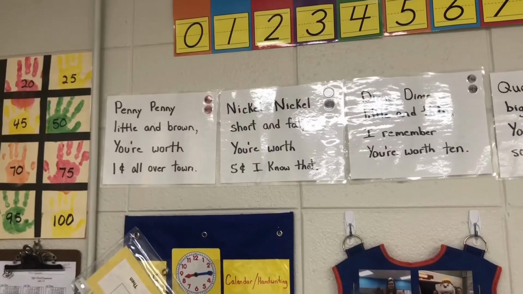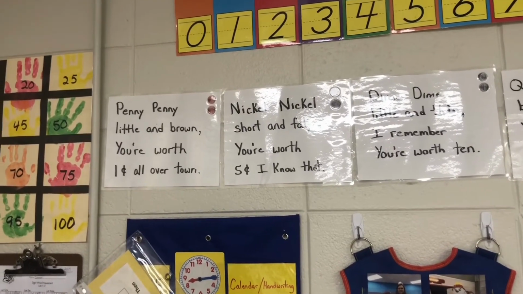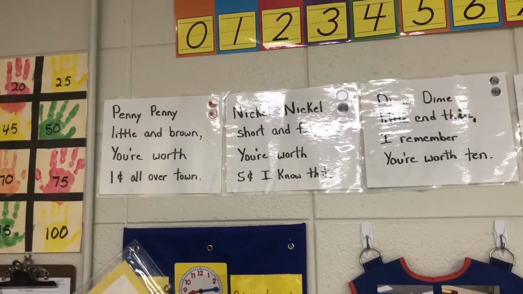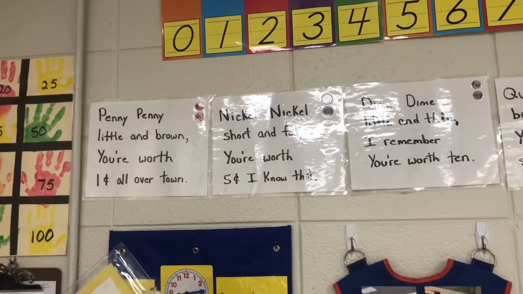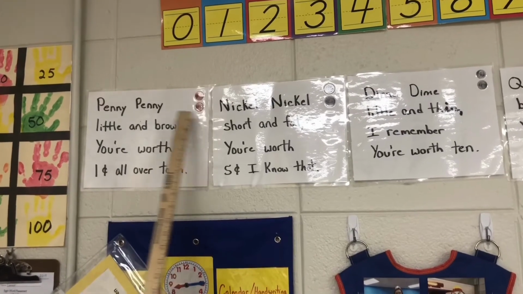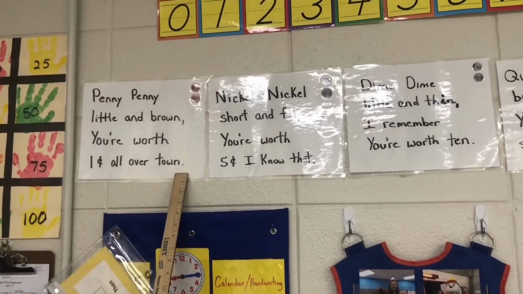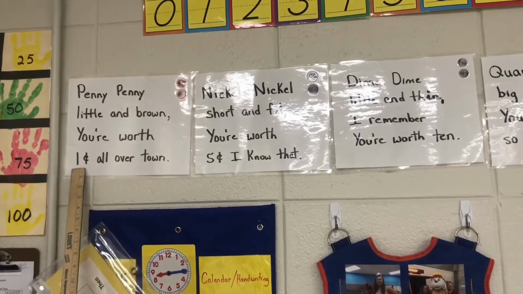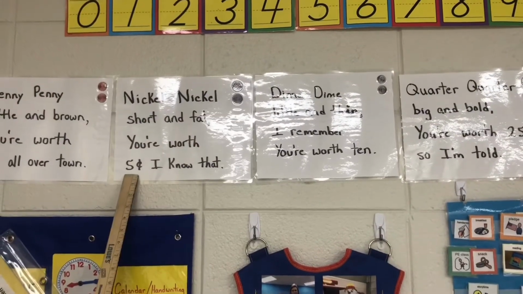Now for our other coin money activity, for our students who have learned what each coin is and can match them, or also can put them in the right containers, as you just saw, we go over how much they're worth. We talk about: penny, little and brown, you're worth 1 cent all over town. And of course, we'll reiterate that a penny is worth 1 cent. And we do the same thing with nickel, short and fat. You're worth 5 cents. I know that.